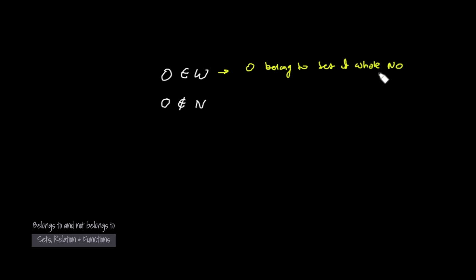Now we have to use the epsilon symbol like this. 0 belongs to W, and 0 does not belong to N. So what is the meaning of this? W means the set of whole numbers. So 0 belongs to the set of whole numbers, and 0 does not belong to the set of natural numbers. So 0 belongs to the whole numbers and 0 does not belong to the natural numbers. These two statements are represented in mathematics in this way.